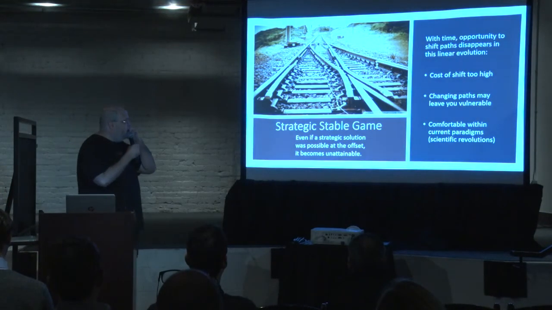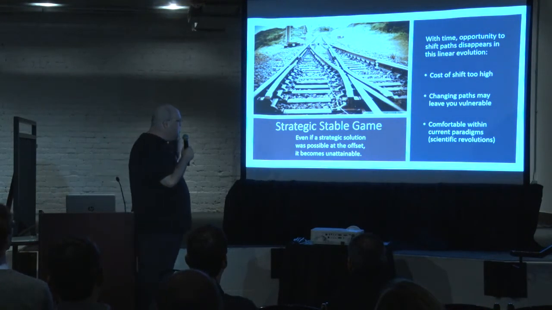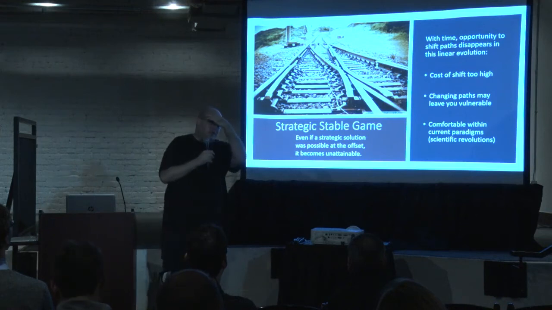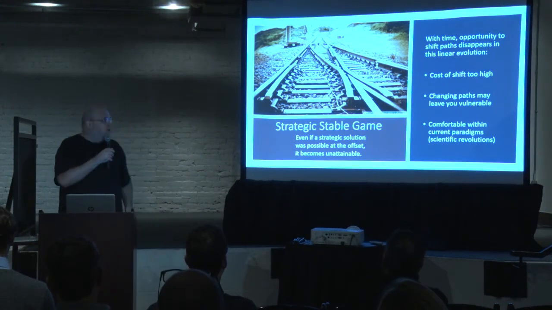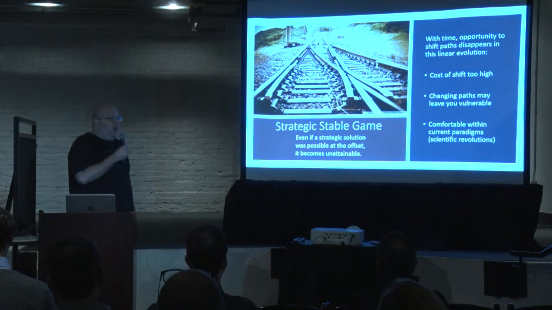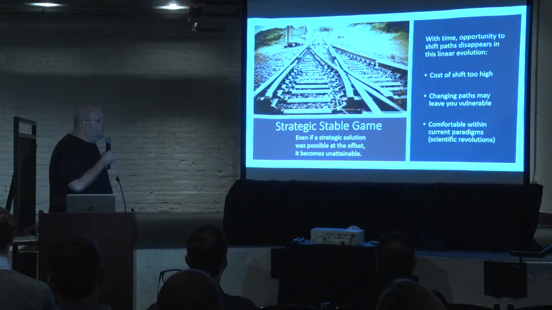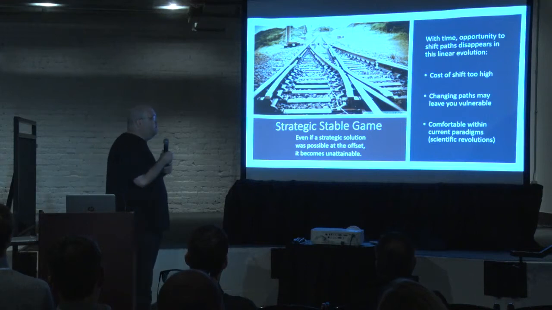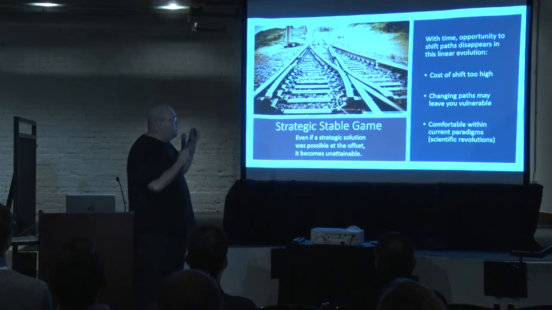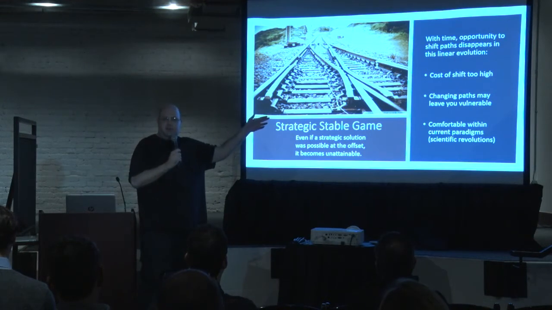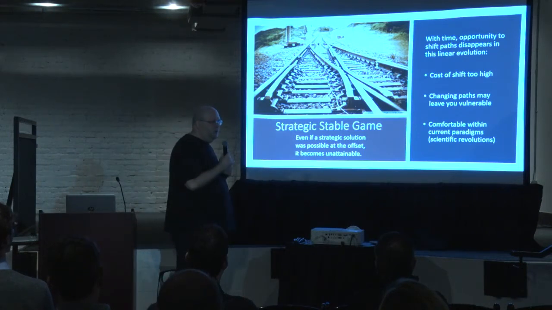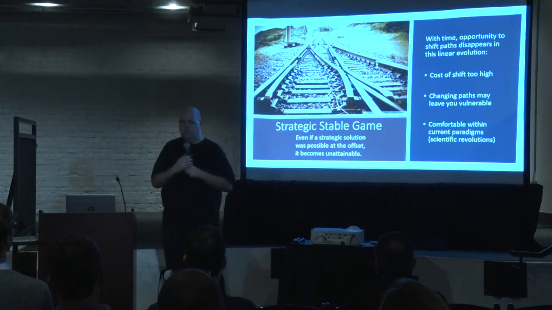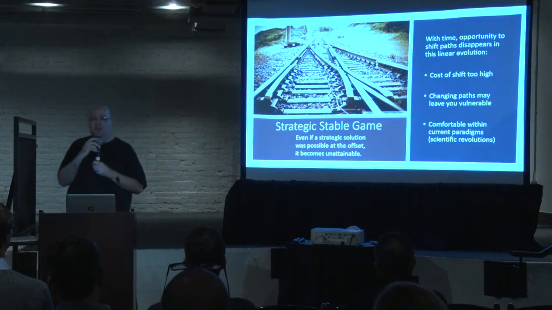We're in a strategic stable game. Even if a strategic solution was possible, it becomes unattainable as we get into this. And that's the annoying part. Now, with time, opportunities shift. The path disappears for us in the linear evolution. In a way, the cost of shift is too high. Changing path in the middle of the game might leave you vulnerable. And most important, comfortable. We feel comfortable within the current paradigm. This is from scientific revolutions and all the work around that, which I'm not an expert on, though we do have an expert on here.